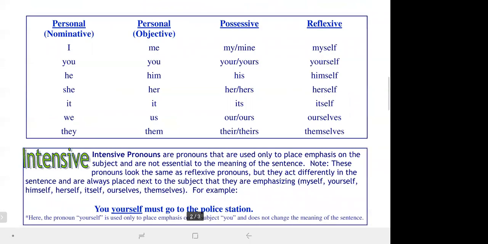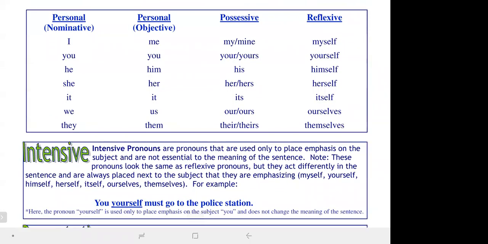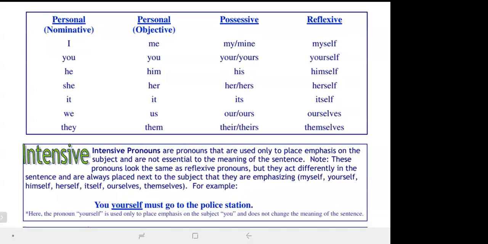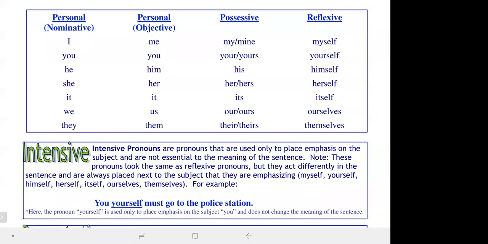I guess this table summarizes what we have been discussing. The personal pronoun, the subjective or nominative, the personal pronoun, the objective, and the possessive pronoun, and finally the reflexive pronoun. So this exactly summarizes what we have discussed until now.